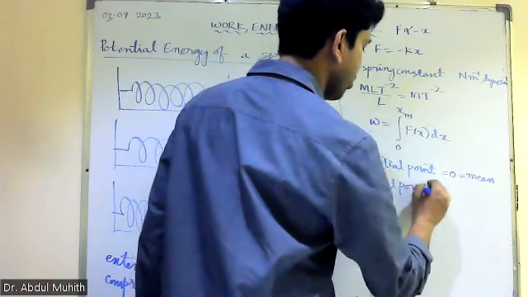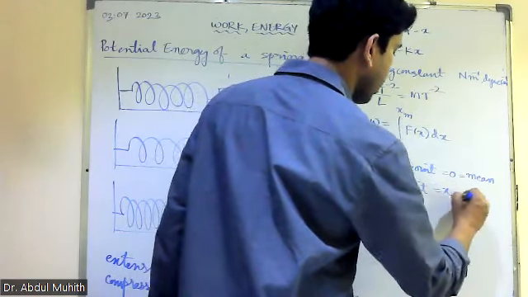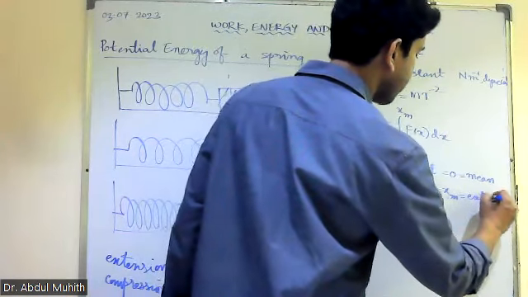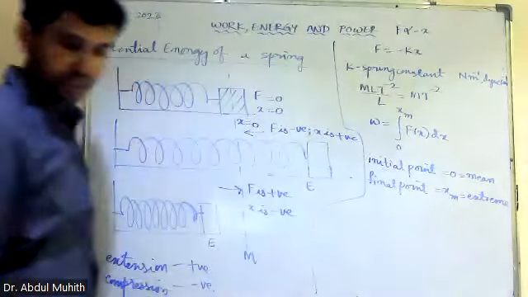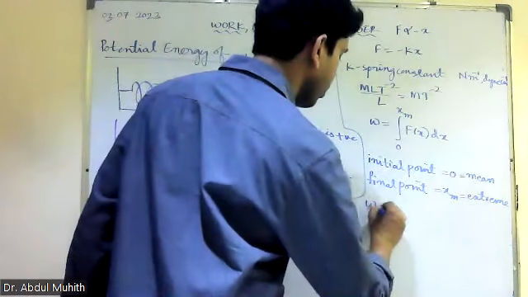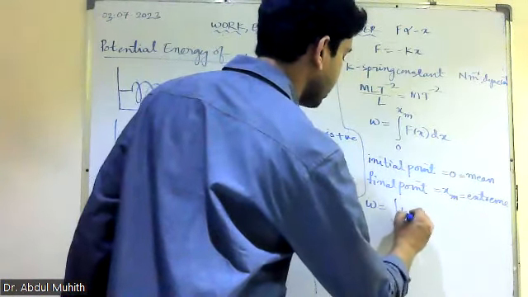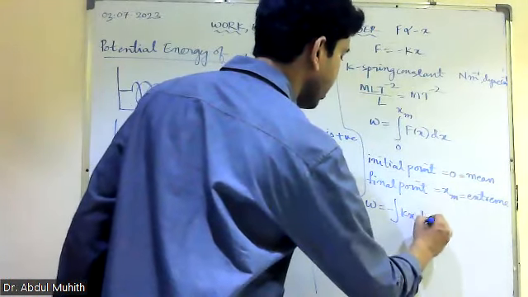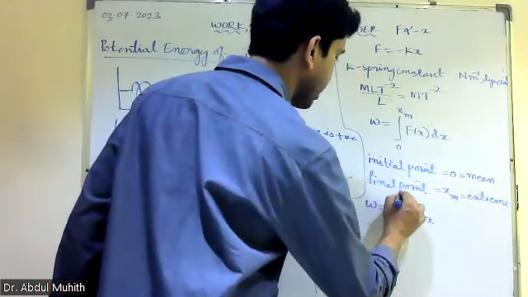Final point. Suppose you are taking xm, that is the extreme position. Work done W equals the integration of F(x) dx. But what is F(x)? W equals the integration of minus Kx. I'm taking the minus outside, dx from 0 to xm.